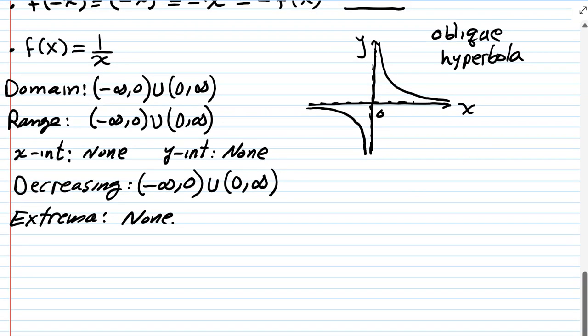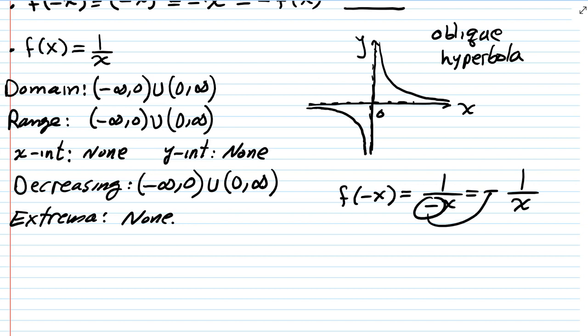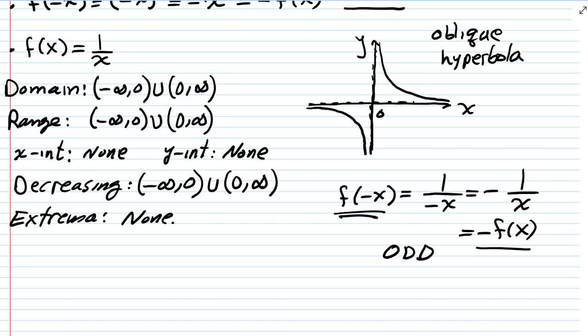Good. Even oddness will clearly look symmetric with respect to the origin, right? So let me do f at negative x. That will be 1 over negative x, which we can write as negative 1 over x, right? Just bring negative in front of the fraction line, and you get negative of the original function. Well, that's the very definition of an odd function. f of negative x equals negative f of x.